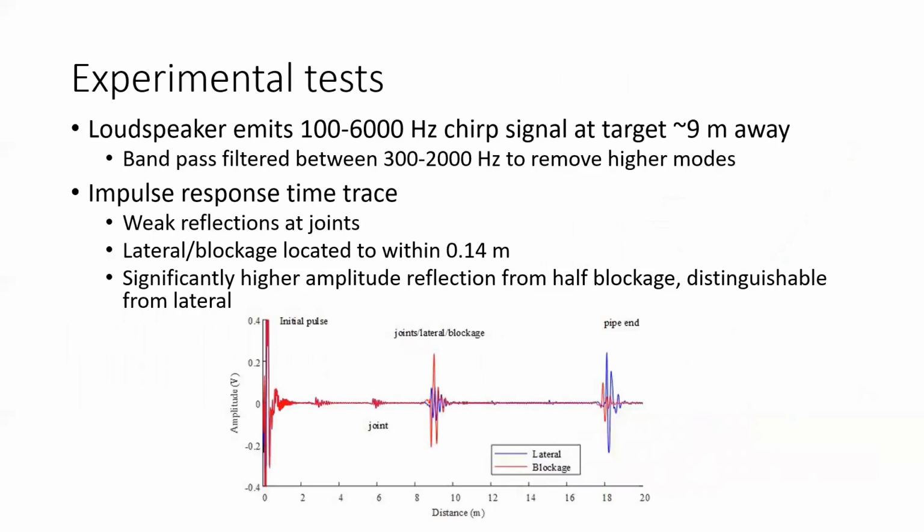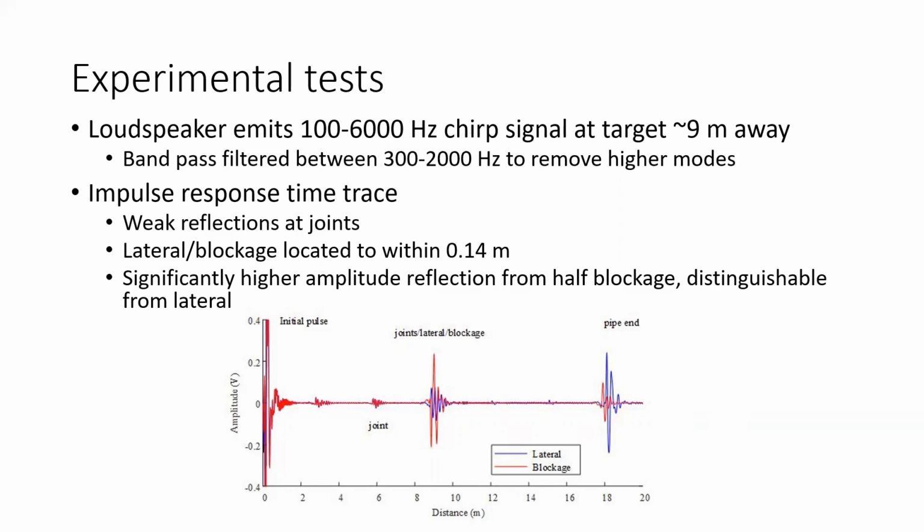So experimentally, a loudspeaker was used to emit a chirp signal covering the frequency range 100 to 6,000 hertz at a target 9 meters away. That target again was in one case a blockage and in one case a lateral. The signals were then bandpass filtered between 300 and 2,000 hertz to remove higher modes. So down at the bottom there is the impulse response time trace.